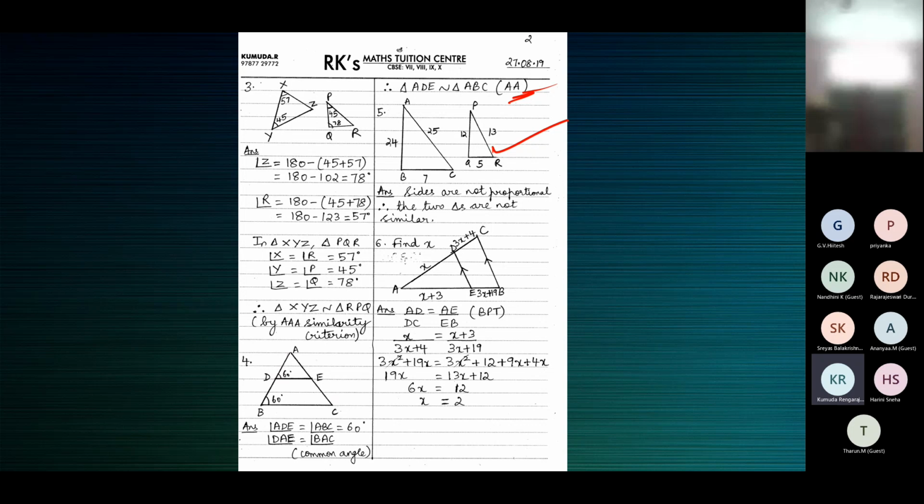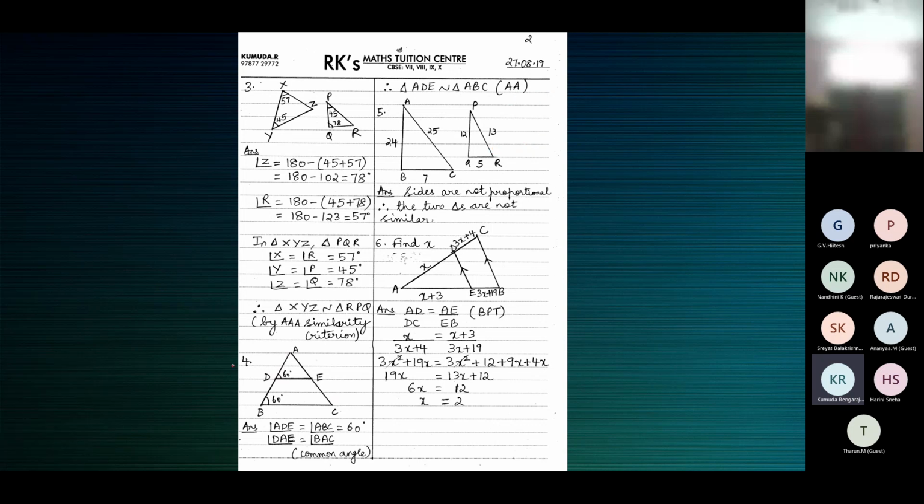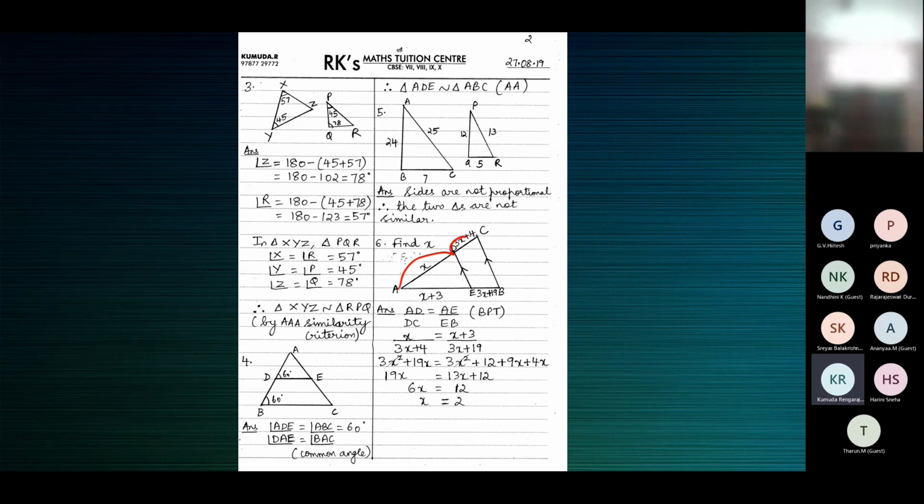And the next one, the sixth one, is by using BPT. If a line is drawn parallel to one side of a triangle to intersect the other two sides at distinct points, the other two sides are divided in the same ratio. So you can see here, DE is parallel to this one. So by BPT, you have AD by DC is equal to AE by EB. By BPT, we have AD by DC is equal to AE by EB. So you have to write the proportion by BPT.